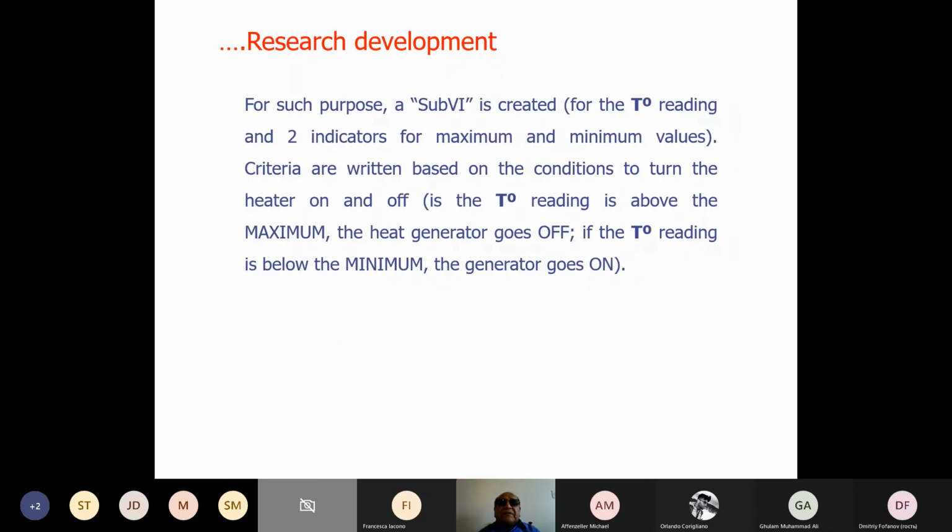For sure, a process survey is created for the temperature reading and two indicators for maximum and minimum values. Criteria are written based on the condition to turn the heater on or off. If the temperature reading is above the maximum, the heater generator goes off. If the temperature reading is below the minimum, the generator goes on.